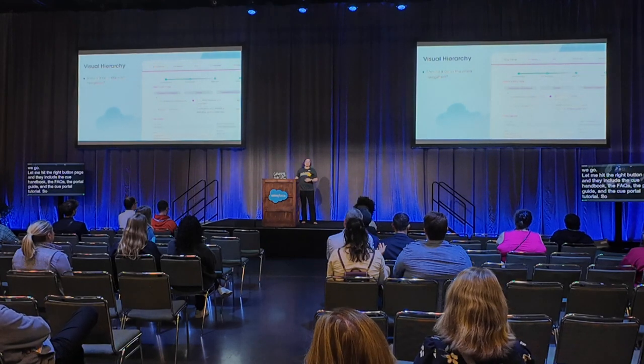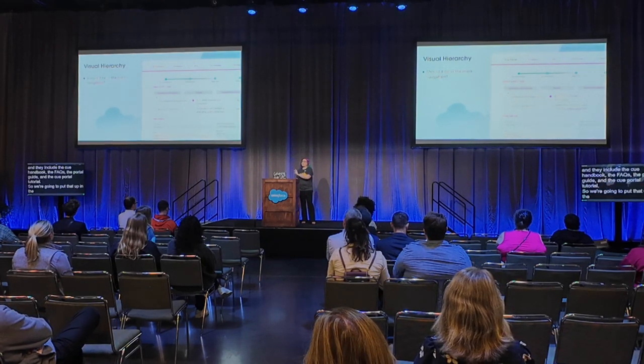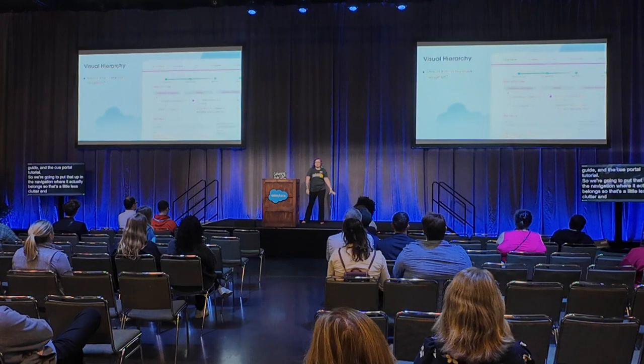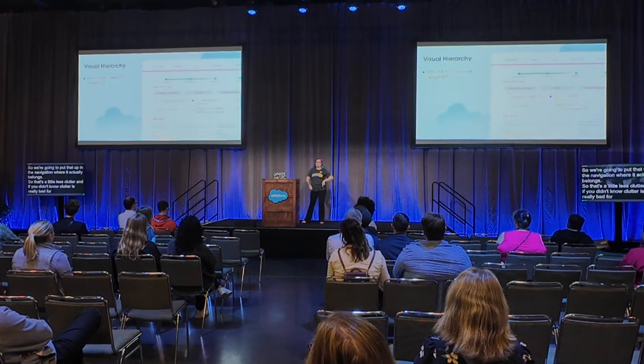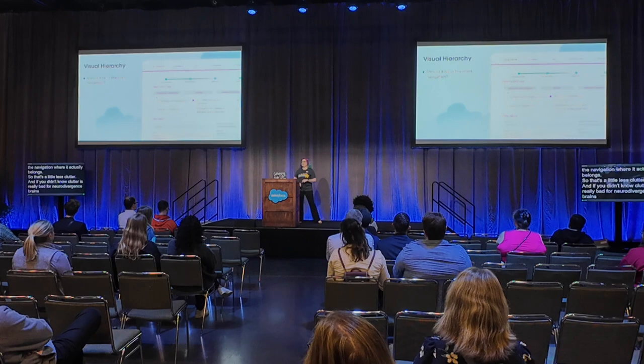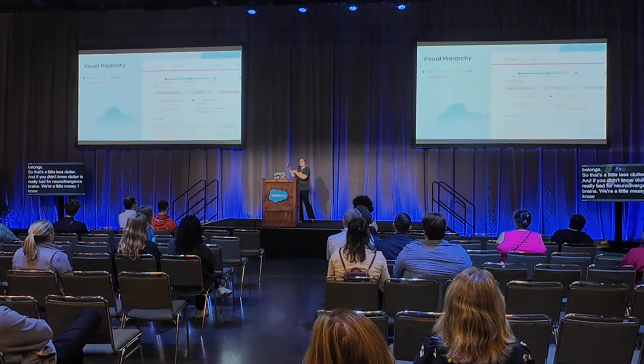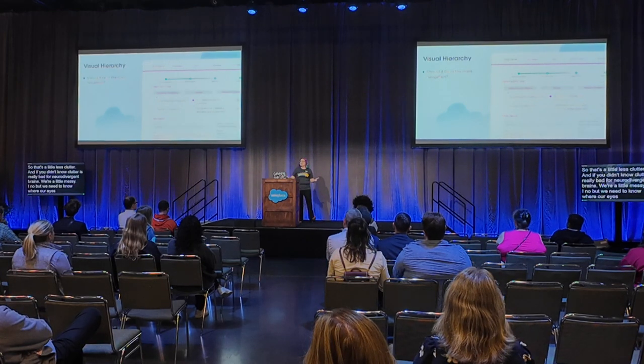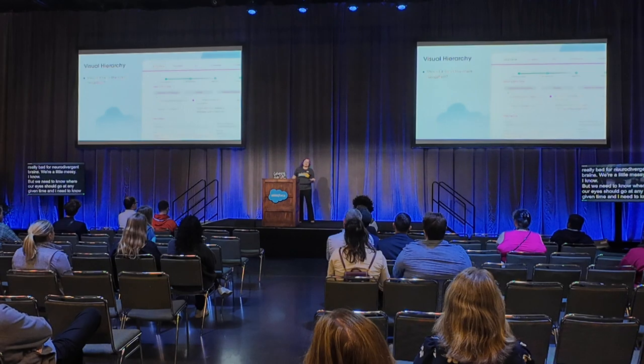So we're going to put that under the navigation where it actually belongs. So that's a little less cluttered. If you didn't know, clutter is really bad for neurodivergent brains. We're a little messy, I know. But we need to know where our eyes should go at any given time. And I need to know where I am and what I'm doing.